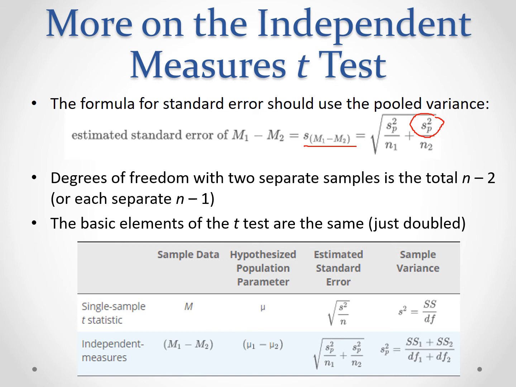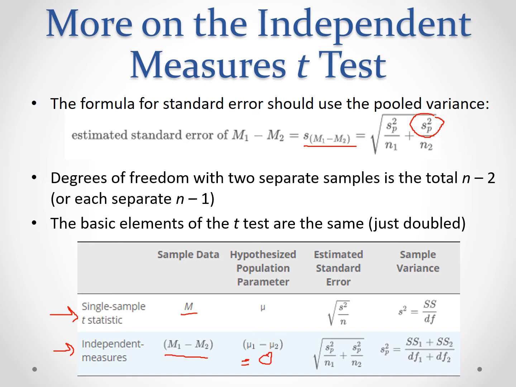This chart is comparing the single sample t-test to the independent measures t-test. In a sample that I'm comparing to the population, I simply have one sample mean. But in independent samples t-test, I have two sample means. And I'm comparing them to a hypothesized population parameter, which, remember, the null hypothesis is that this equals 0. And so I actually don't have to plug that into my formula.